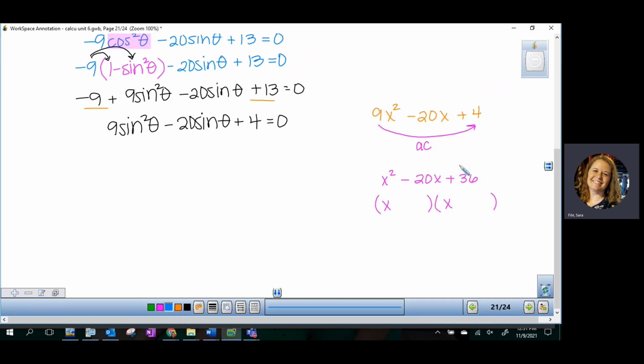So what would that be? What multiplies to 36 but adds to -20? I know they're both going to be negative because it has to multiply to a positive but add to a negative. 18 and 2.